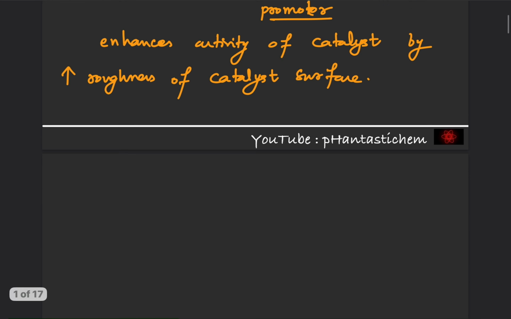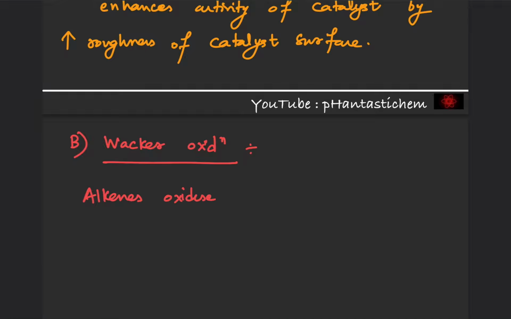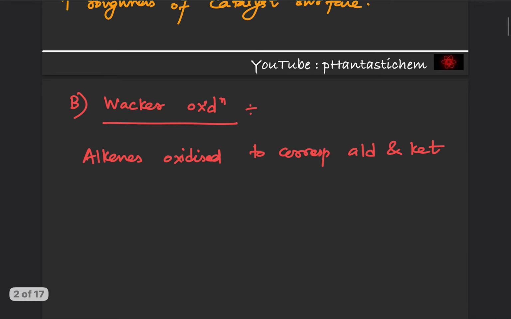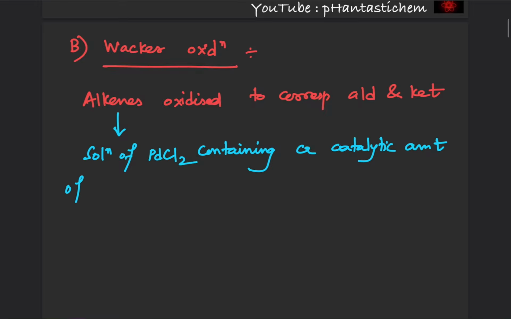Next we have to talk about B, which is Wacker oxidation. Using Wacker's process, alkenes can be directly oxidized to their corresponding aldehydes and ketones by treating them with a solution of PdCl2 containing a catalytic amount of copper 2 chloride, that is CuCl2, in presence of oxygen or air.